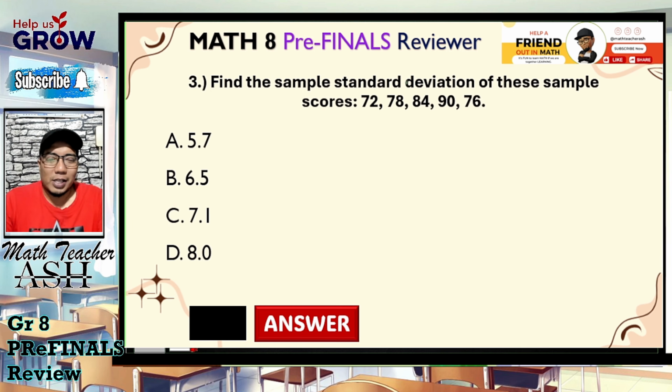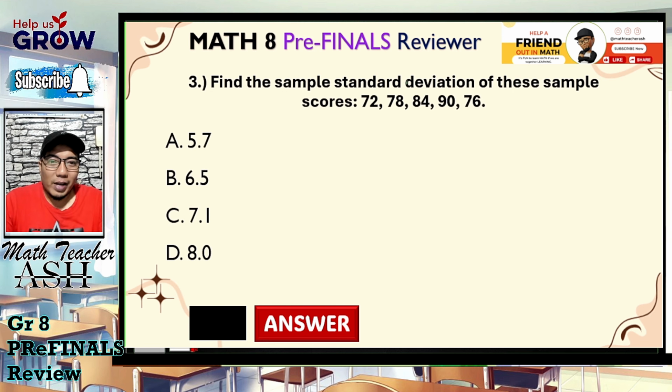Alright, my dear math learners. Now, the question here is we are asked to find the sample standard deviation. So, in order for us to do that, first, what we need to do is to get the mean. We have already discussed it earlier. By getting the mean, we add all the numbers, then divide it by how many numbers are given. So, 72 plus 78 plus 84 plus 90 plus 76, and the answer for that would be 400. Now, 400 will be divided by 5, and the answer would be 80.